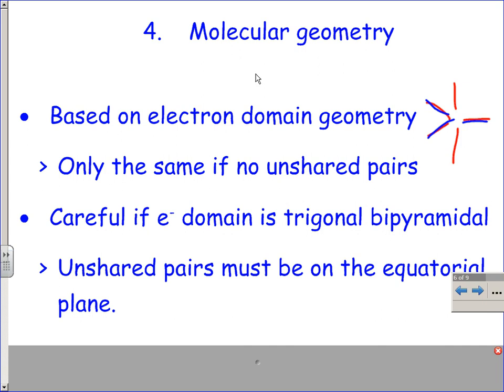Now when you have the octahedral situation, which is 1 above and below and 4 in the equatorial plane, here they're all 90 degrees apart. So the first unshared pair can go anywhere. The only restriction for this one is if my first one goes here, my second one has to go directly opposite, and that throws us into the square planar.